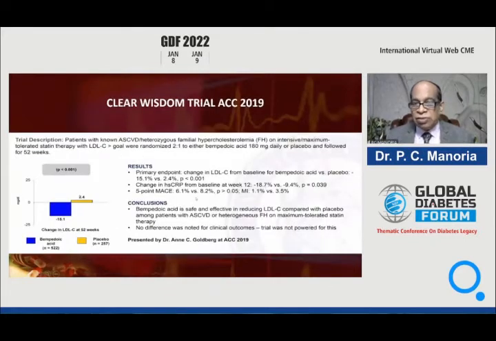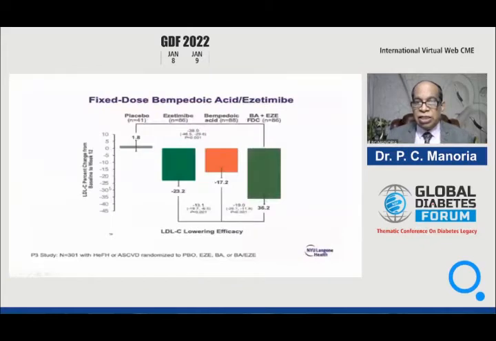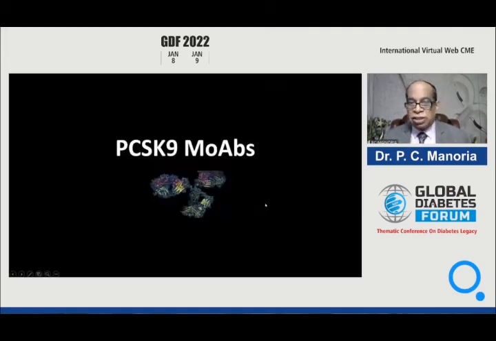And this is again the CLEAR Wisdom trial, where again there is a 15% reduction in the LDL. And if you use ezetimibe and bempedoic acid, which we use in patients with statin intolerance, it can still reduce by about 36%. Now, PCSK9 inhibitors are the molecule of the decade, because they are very potent agents. They produce reduction in LDL by 50 to 60%.